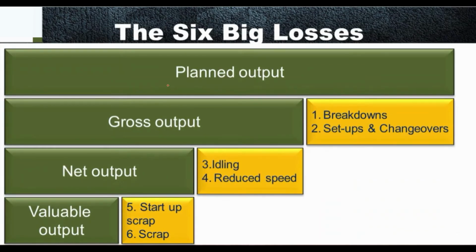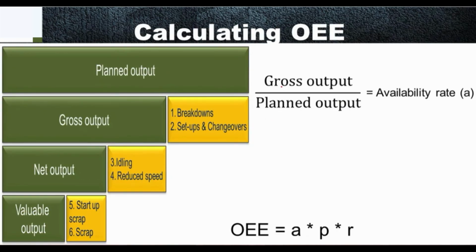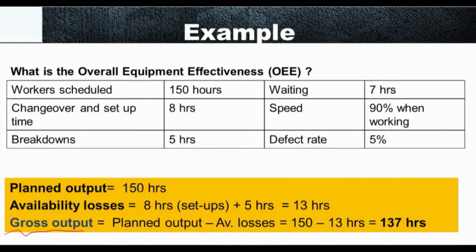So we have the planned output, and now we need to calculate the gross output, because remember, at the very end we want to have, for instance, the gross output and the planned output to calculate the availability rate and the other two rates. So let's calculate the gross output. Well, the planned output was 150.